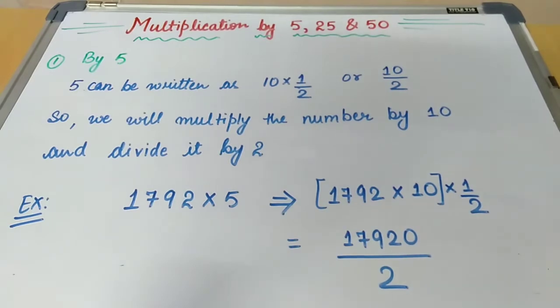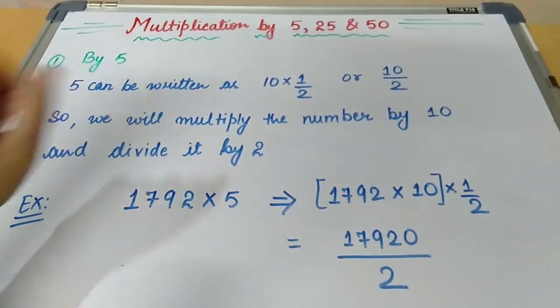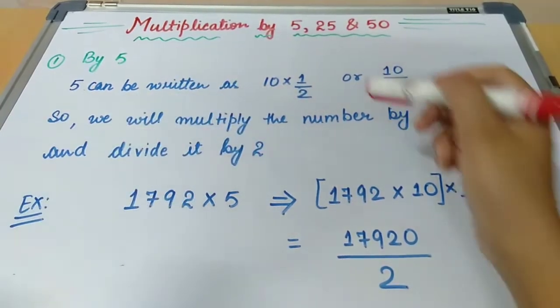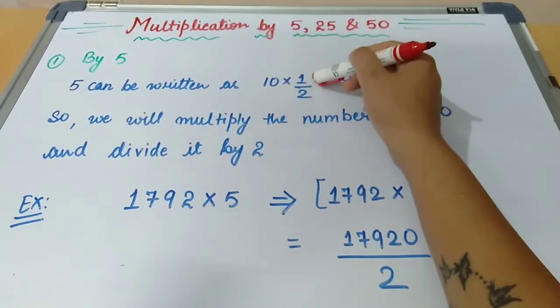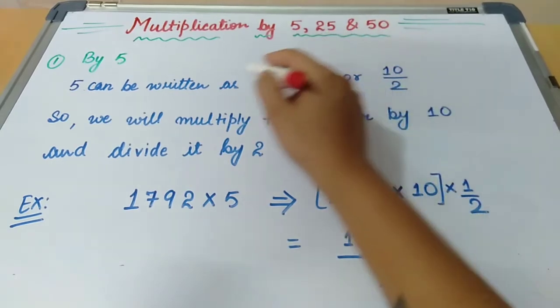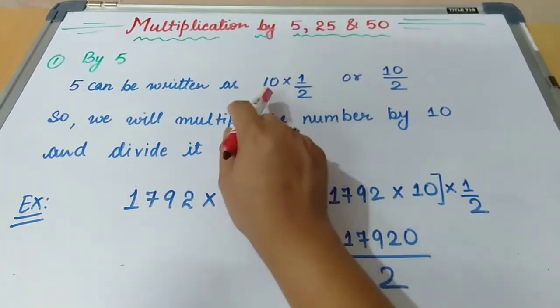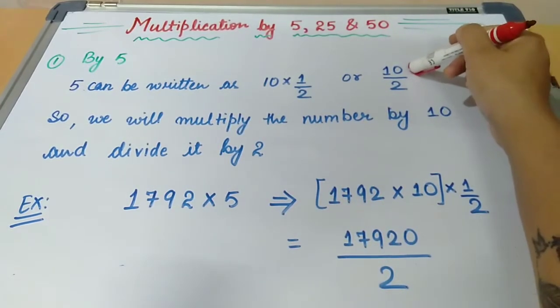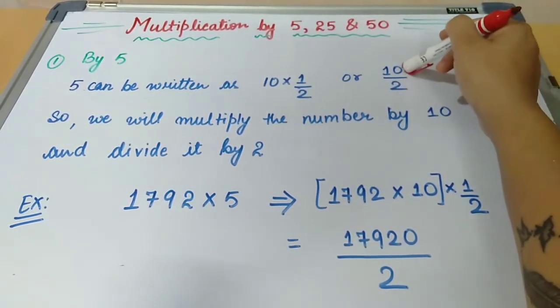Let us see another concept, that is multiplication by 5, 25 and 50. If we multiply any number by these numbers, how can we easily multiply them? So here is a trick. If we multiply it by 5, see, 5 can be written as 10 into 1 by 2. Now what is 1 by 2? 1 by 2 means half. So basically 5 is half of 10. It can be written like this also. We also write it like this, 10 by 2, and we read it as 10 by 2.